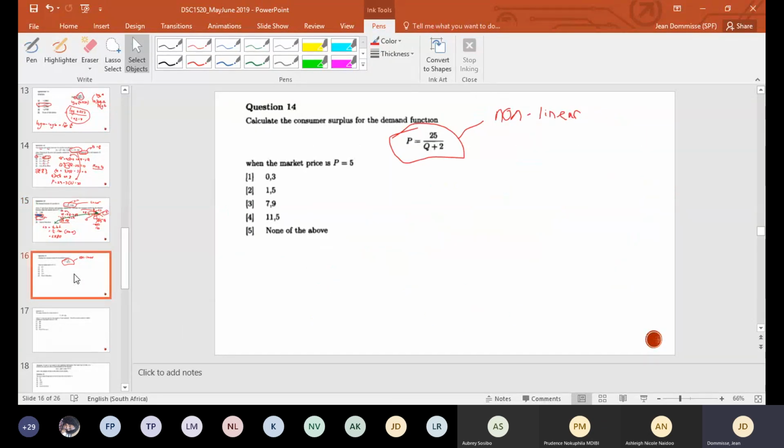Okay, so let's move on to question 14. We've already identified it is non-linear. What I normally do, since I know it's non-linear, is that when I need to calculate the consumer surplus, I automatically go into the function, so that I know where I need to work towards. And I think I have given this also on the formula page, so we will share that again.